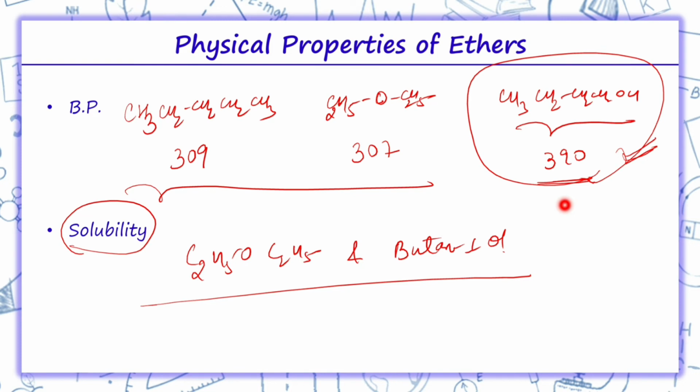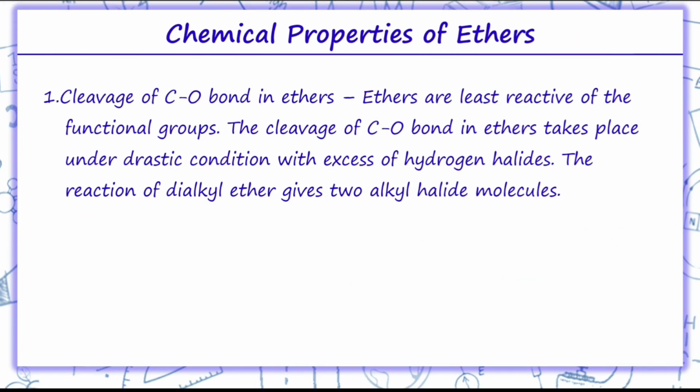Thus we can say ethers and alcohols both are soluble in water. So now moving on to the chemical properties of ethers. In ethers, as we know, the formula is ROR. So here this bond is broken, that is, the cleavage of the C-O bond takes place in ether.